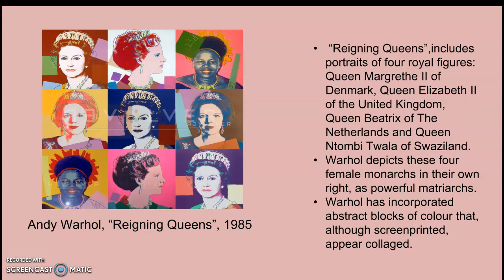Andy Warhol, Reigning Queens, 1985. Reigning Queens includes portraits of 4 royal figures. Warhol depicts these 4 female monarchs in their own right as powerful monarchs rather than as women who were married to a king. Warhol has incorporated abstract blocks of color that, although screen printed, appear collaged.